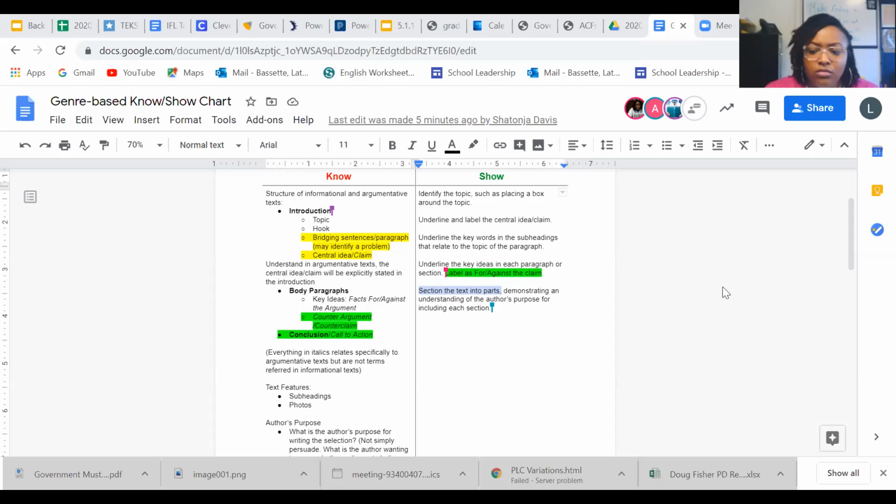One of the misconceptions could be that students think a counter-argument would not be within the text because it doesn't change the author, but the author is stating what someone would say against their argument or their claim.